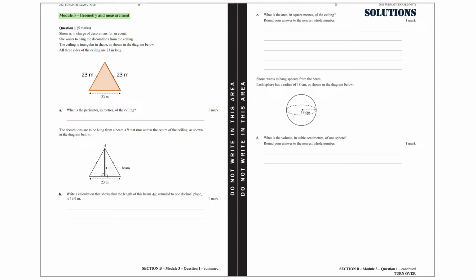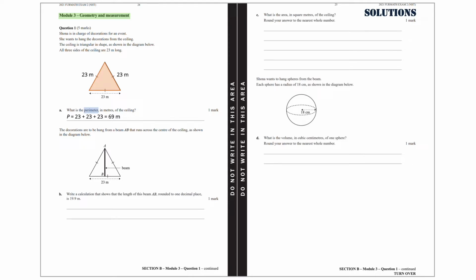Part A. What is the perimeter in meters of the ceiling? We know that the perimeter is the boundary. Therefore, the boundary of this ceiling is 23 plus 23 plus 23, which is equal to 69 meters.